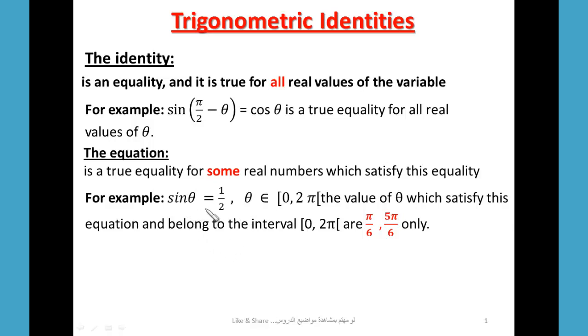Sine theta equals half when theta equals pi over 6 in radian, or 30, or 150 in degree measure. 5 pi over 6 in radian is equivalent to 150. So sine 150 equals half. Sine 30 also equals half. So the equation, according to the definition, is a true equality for some real numbers.